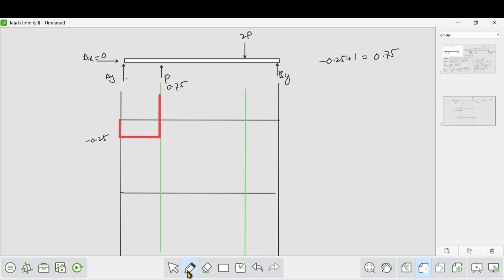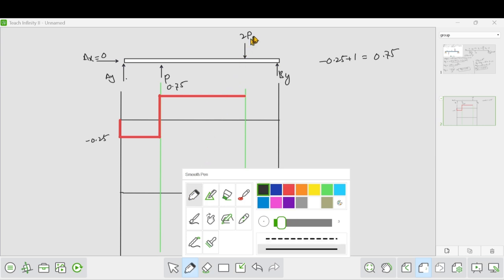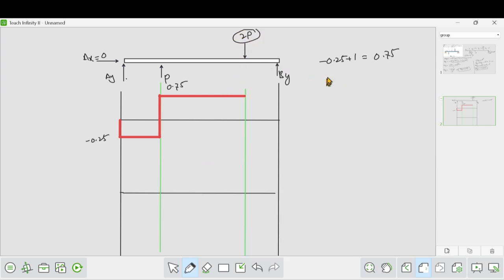0.75, and from this 2 up to this point, it will be purely horizontal, and there is a load of 2P acting. So 0.75, which is up, positive 0.75, and its direction is down, that's why it is negative 2P. Okay, so this will become 0.75P, this is 0.25P, and this is 0.75P.